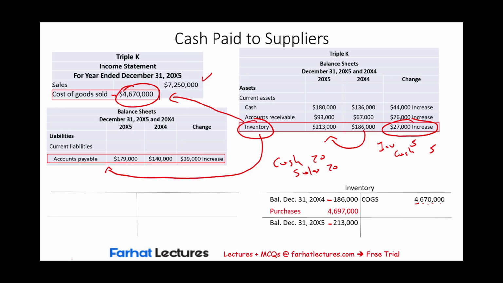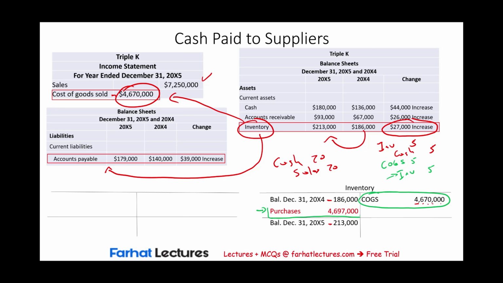Then what you do, you convert your inventory into cost of goods sold. You debit cost of goods sold $5 and you credit your inventory $5. Therefore, inventory turns into cost of goods sold. And what we did is we credited inventory. Notice we credited inventory 4,670,000, the amount of cost of goods sold. So if we started with 186, credited inventory 4,670,000, it means we purchased, this is a plug, 4,697,000. These are our purchases.